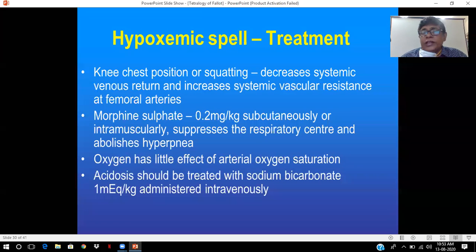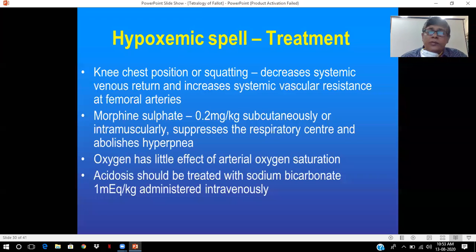So in the management, you first put the child in the knee-chest position or squatting position, which, as we have discussed before, will decrease the venous return and increase the systemic vascular resistance. Two physiological things we have to do: cut down the venous return and increase the systemic vascular resistance. That's how we decrease the systemic blood flow and increase the pulmonary blood flow.